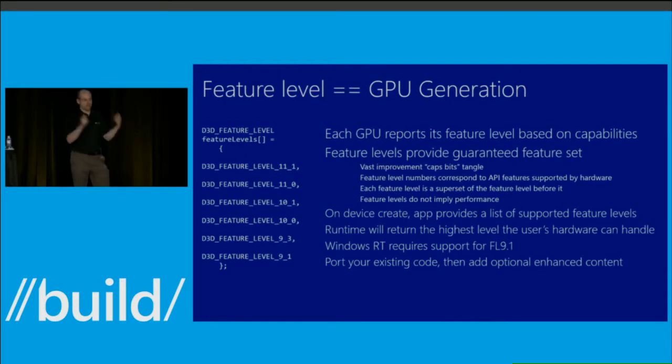So basically, you tell us what you want, and then we will tell you the best that the user's hardware can do. Now, the thing to be aware of is that when you're doing your port, we recommend that you port initially and just support 9.1 because that's going to be what you're used to and what you know. And then after you've done your port, you can then add some of the extra features that are present if you want to utilize those to provide a more compelling experience for users that actually have that hardware.